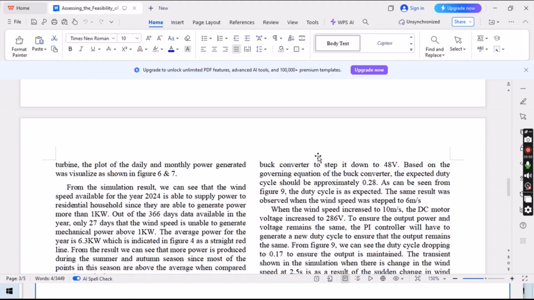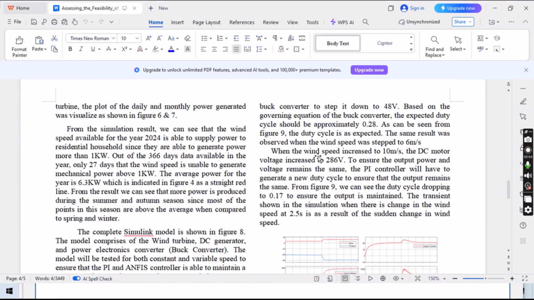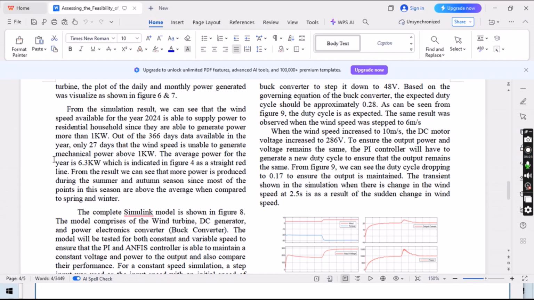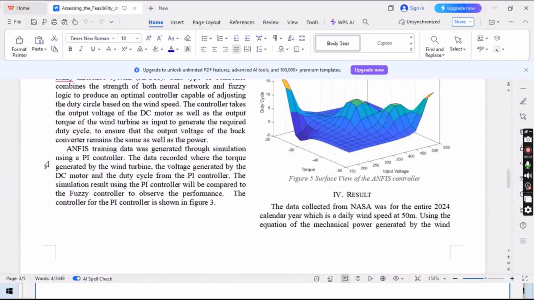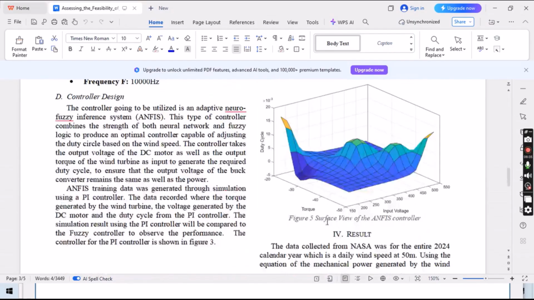Now the results. We looked at the generation of 1 kilowatt power over 366 days of data. On only 27 days the wind speed was unable to generate mechanical power above 1 kilowatt, but it normally produces 1 kilowatt of energy per day. The average power of this year is 6.3 kilowatt, which is indicated in figure 4. I have written that, and this is figure 4.